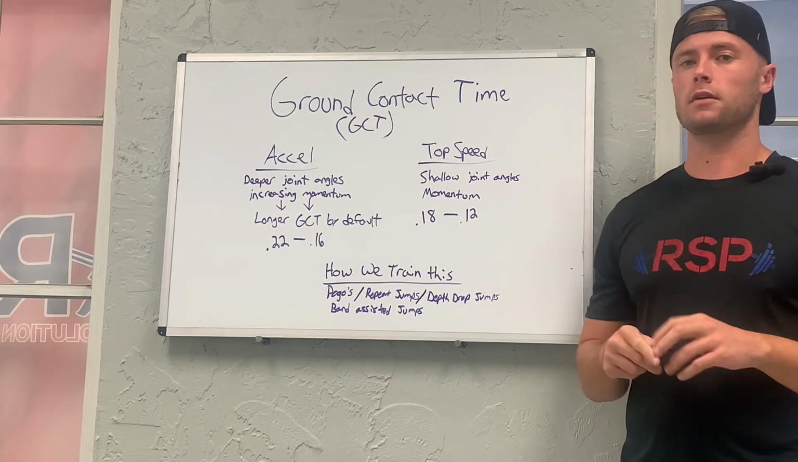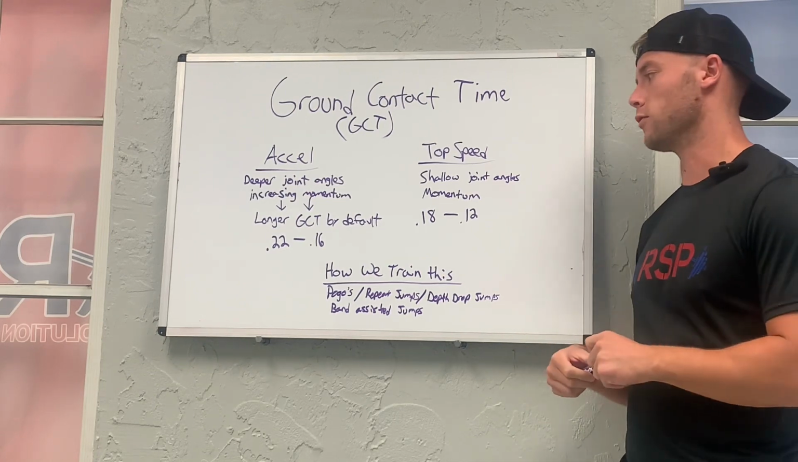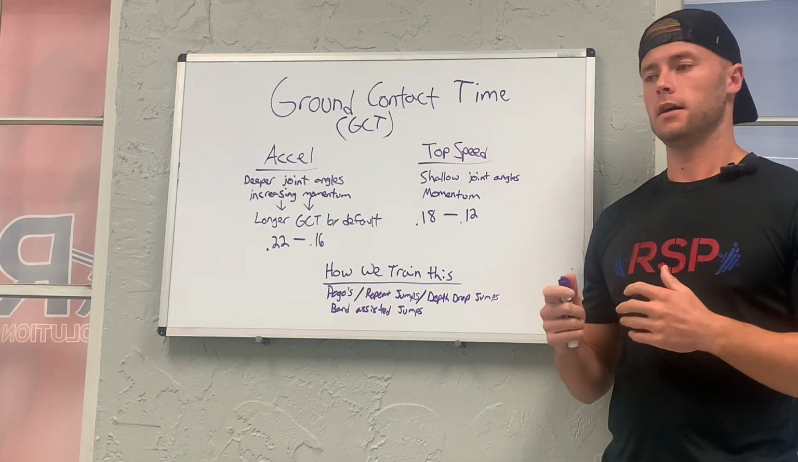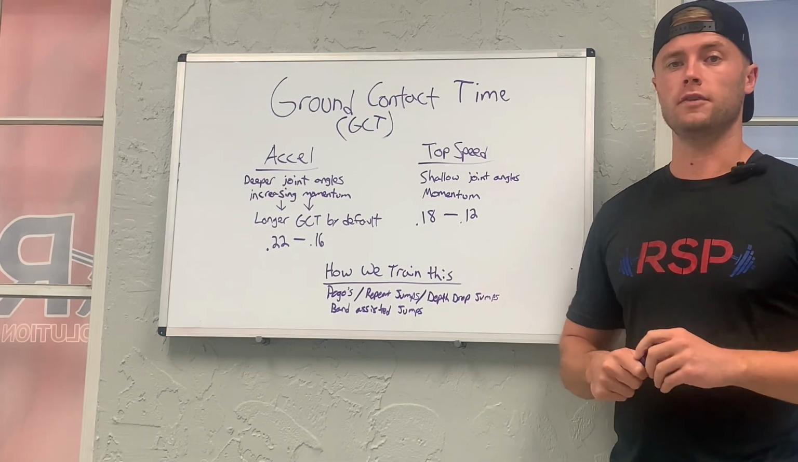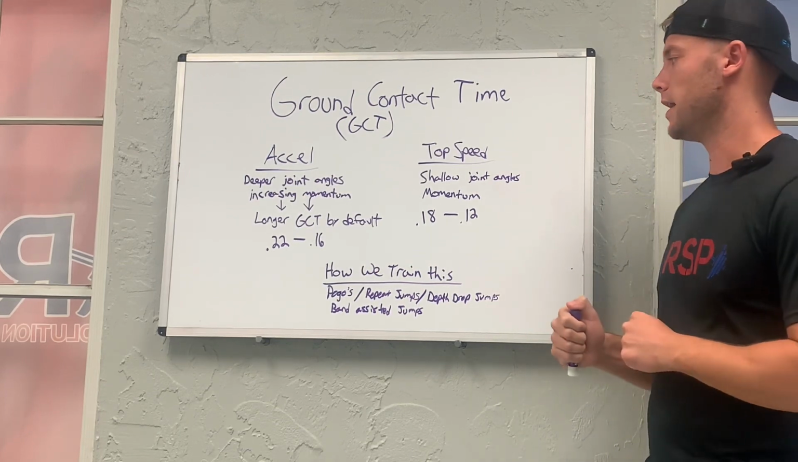And really what those are gonna be looking at is anywhere from 0.22 on the slow end to 0.16 on the fast end. And these numbers are more so on the kind of your average high school field sport, or maybe a little bit more advanced high school field sport athlete.